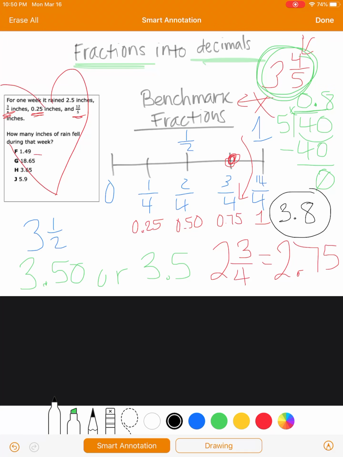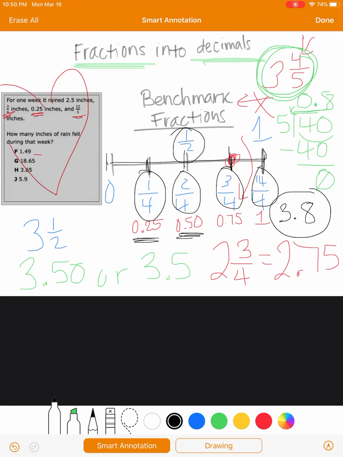find the decimal. But if you are working with this right here, you're working with our benchmark fractions. 1/4, 1/2, 3/4, 1 whole. You should know that 1/4 represents 25 cents, 1/2 represents 50 cents, 3/4 represents 75 cents, and 4/4 represents $1.